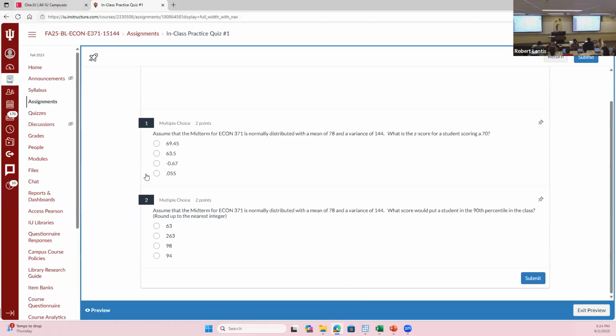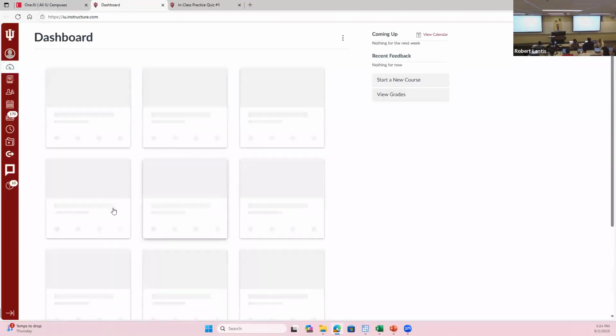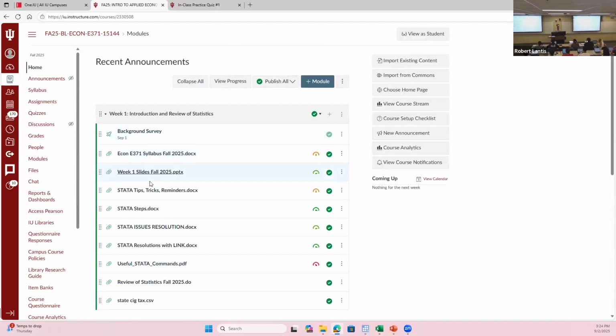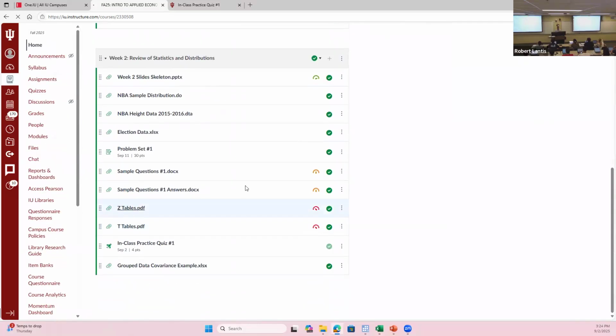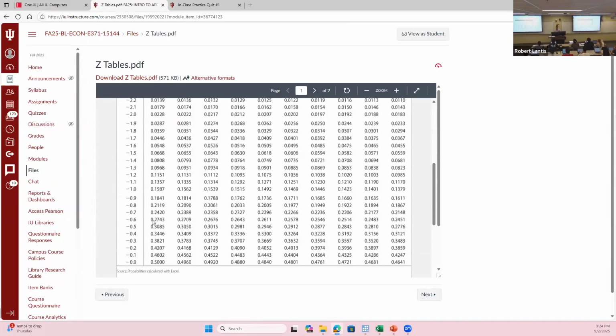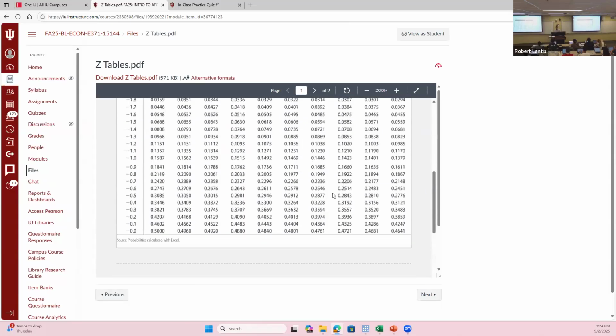I need a tab pulled open. I'll go to my Z tables here and look up negative 0.67. Negative 0.6, and then my 7 column is right here. Negative 0.67 looks like it's about 0.2514. So there was about a 25% chance that someone scored a 70 or lower on this test.